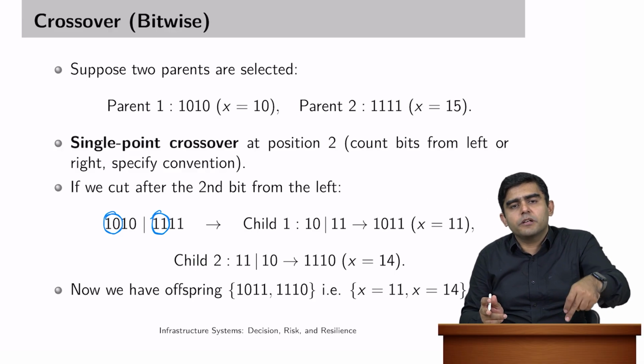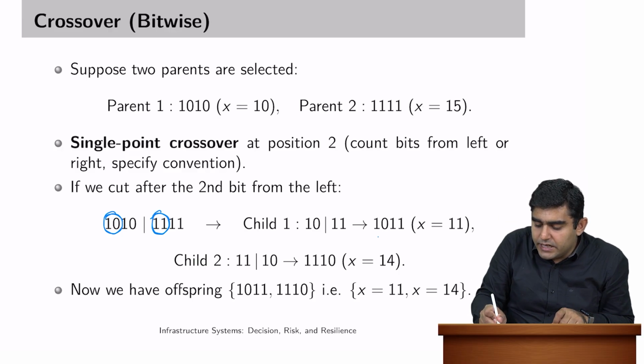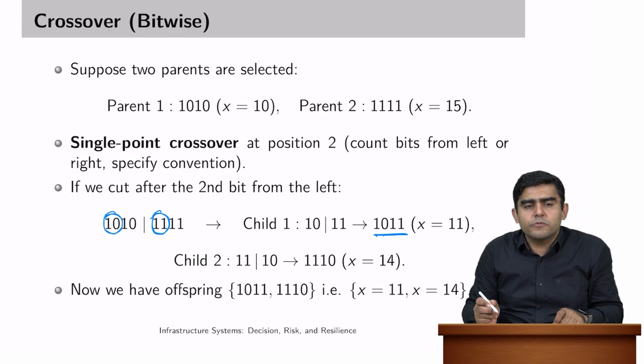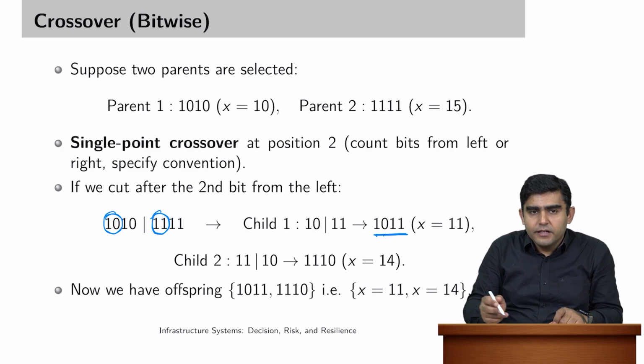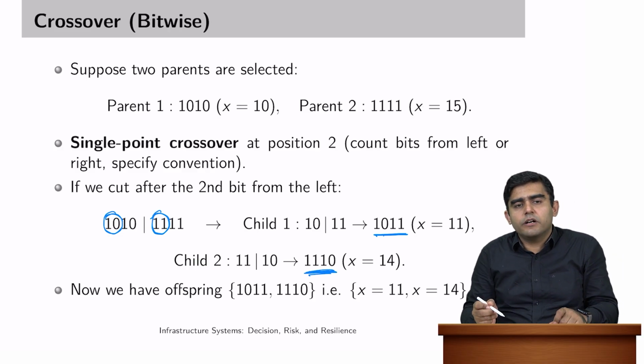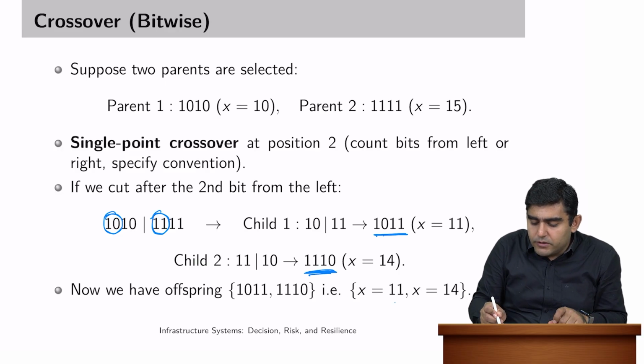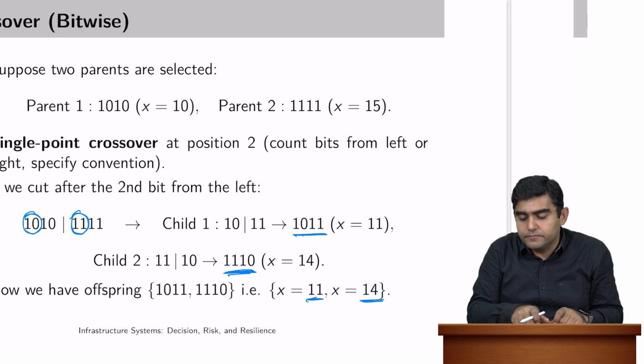That is, parent 2 can become parent 1, parent 1 can become parent 2, and so on. So one child is going to have the chromosomes like 1011, and child 2 is going to have the chromosomes like 1110. So now we know that 1011 maps to 11 and 1110 maps to 14.